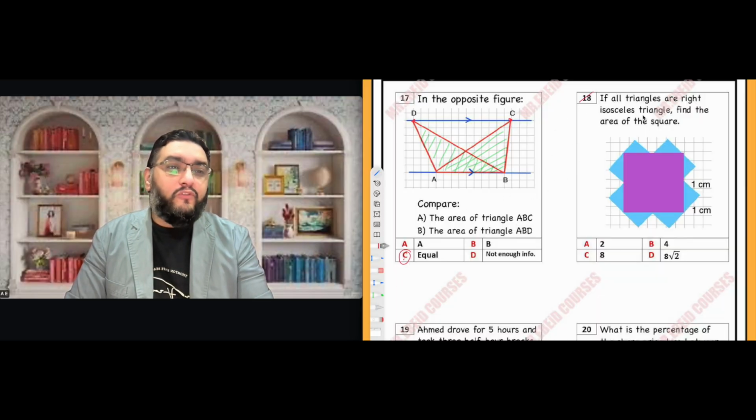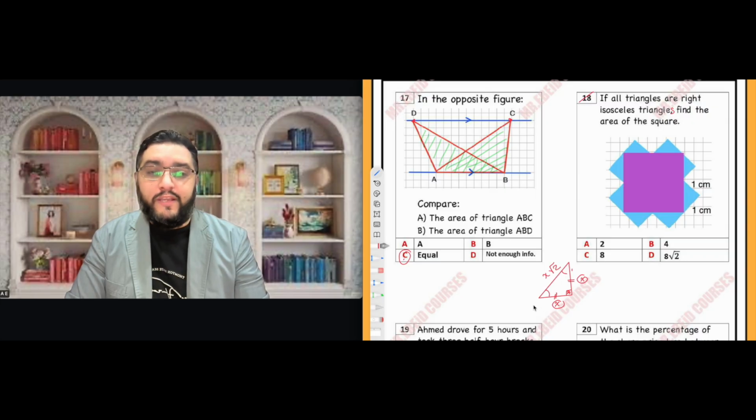Question 18. If all triangles are right isosceles triangles, find the area of the square. How can we find the area of the square? You know that this is a right isosceles triangle. This is the shape of the right isosceles triangle. If you have a right isosceles triangle, it means we have two equal sides and both angles measure 45 degrees. If this side is x and this side is x, the third side, or the hypotenuse, is x root 2. So we have this side is 1 and this side is 1.